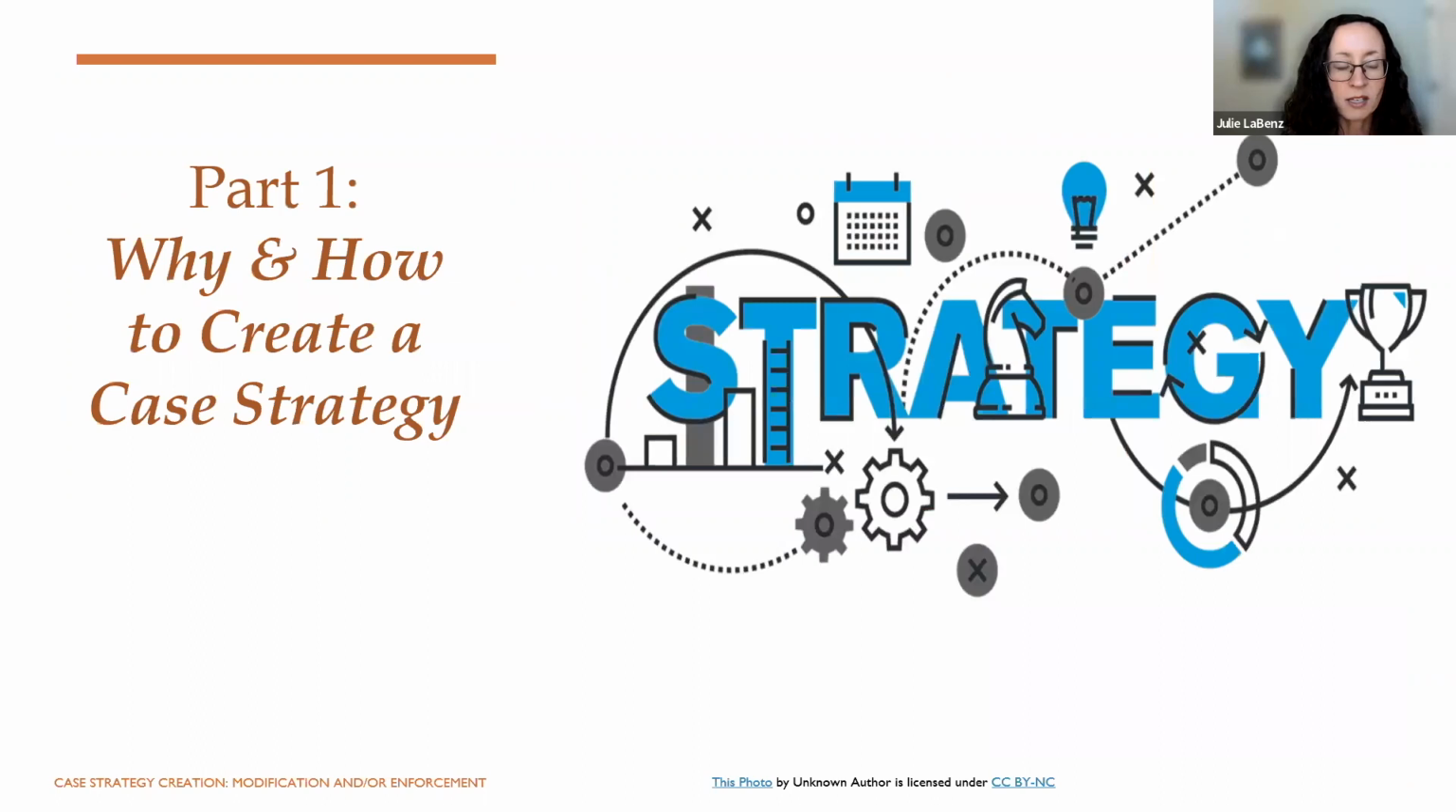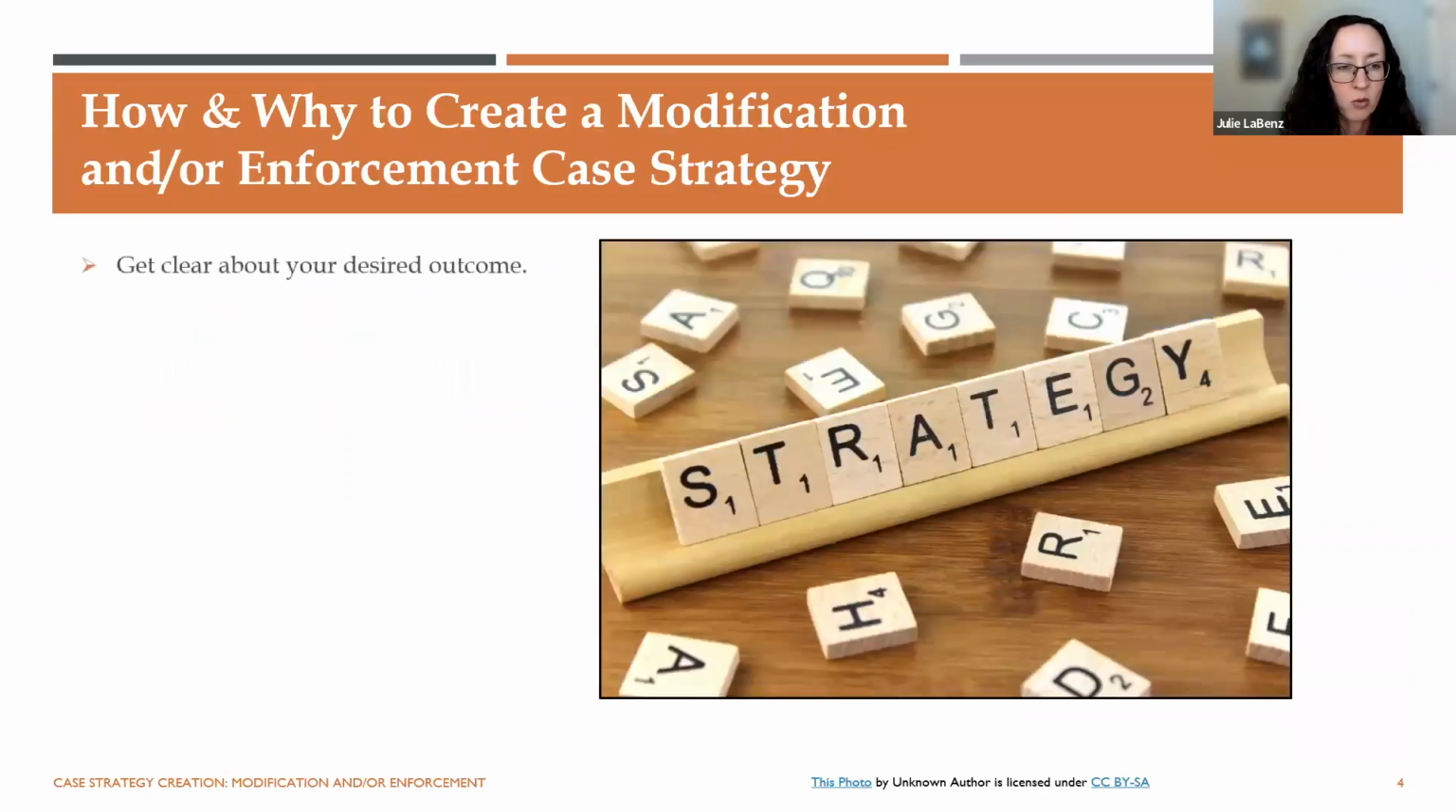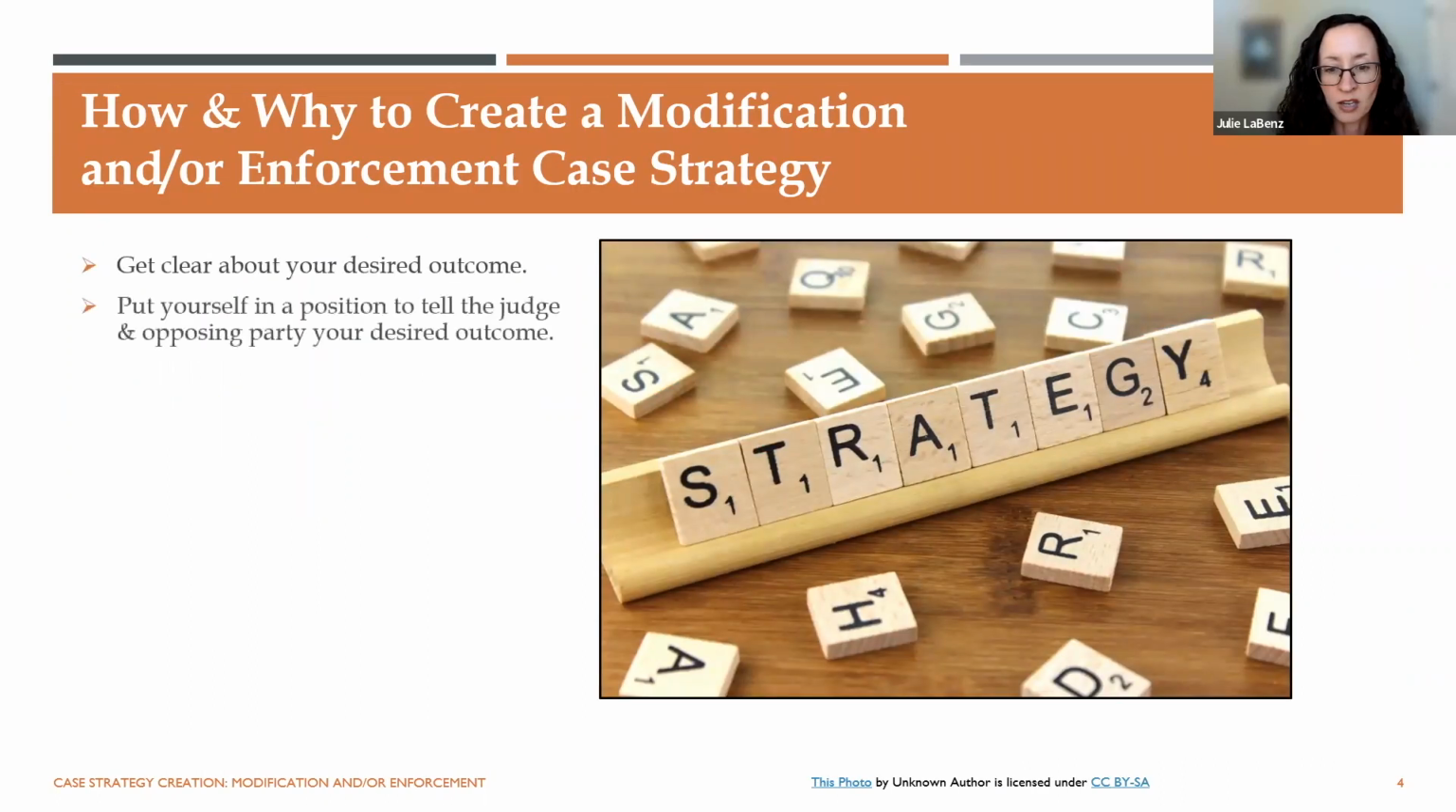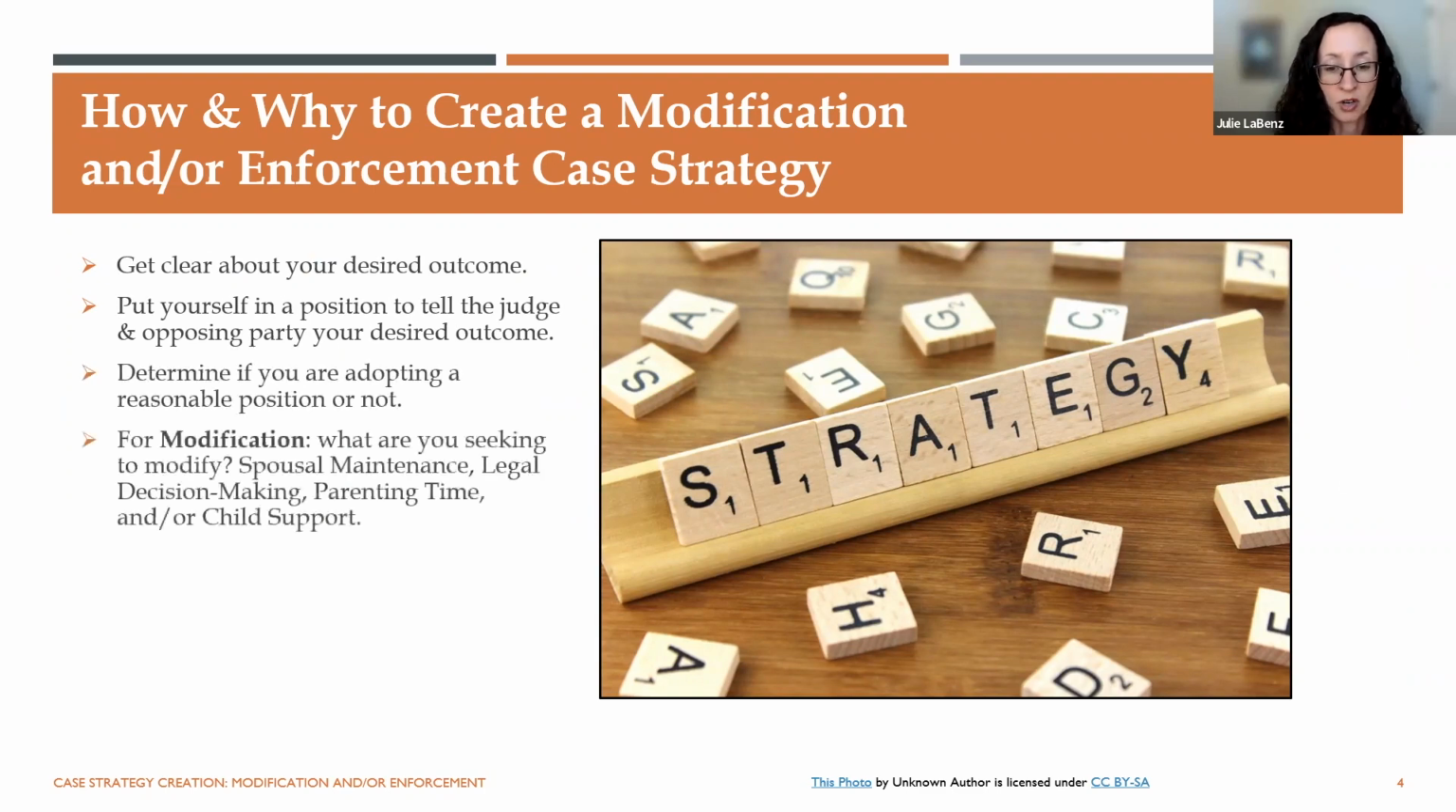All right, why and how to create a case strategy? Well, it helps you get clear about your desired outcome. You put yourself in a position to tell the judge and the opposing party what your desired outcome is. It helps you to determine whether you're being reasonable or not. Now, for modification, what are you wanting to modify? Your options are spousal maintenance, if that was ordered in your decree, legal decision-making, parenting time, and or child support.